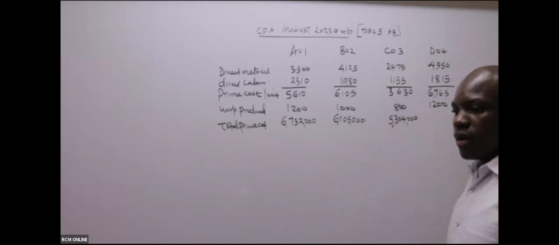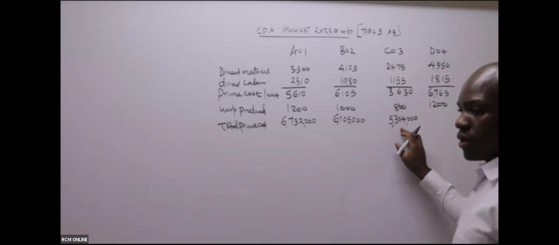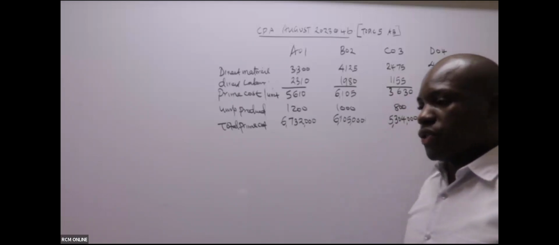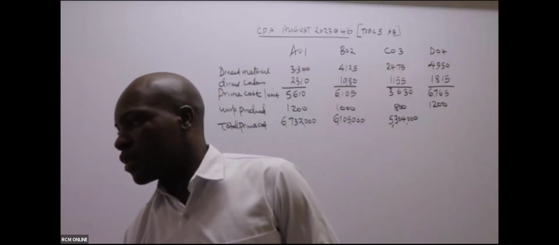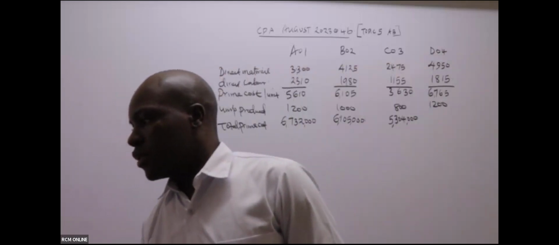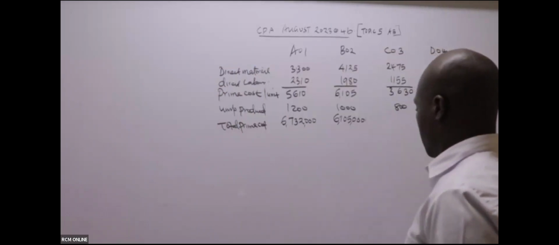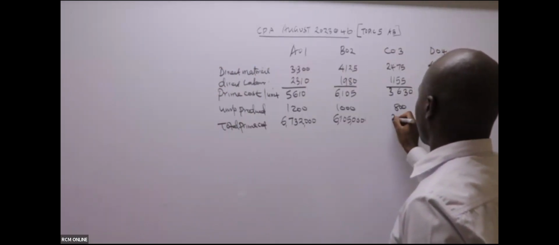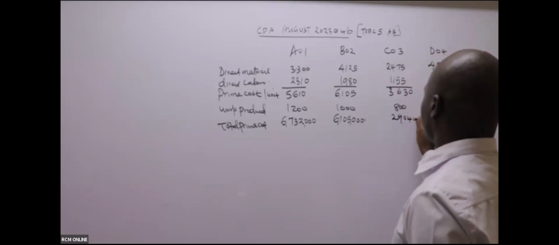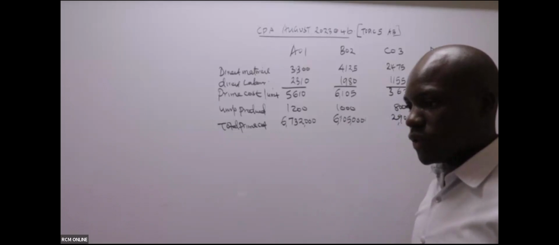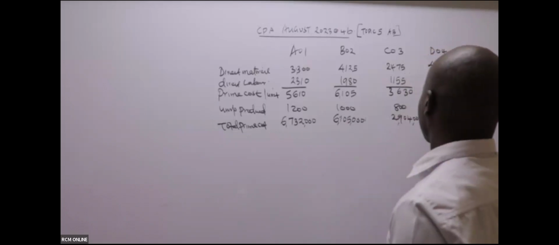3630 by 800. Are we getting the same thing? My good friends are not saying anything. 2904. So we should be having 2904. Then the last one I'm told is equal to 8118.